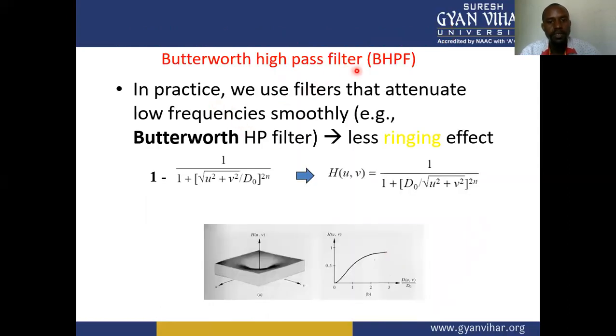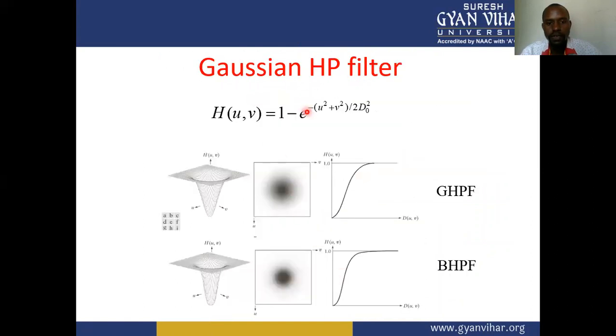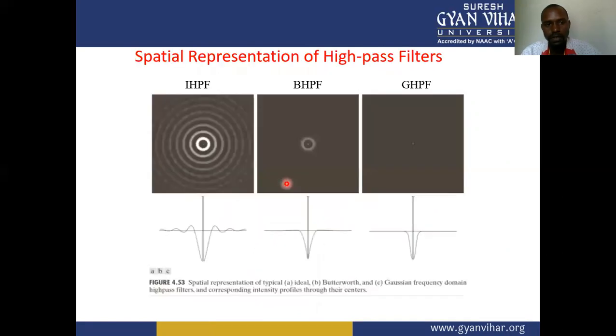With Butterworth high-pass filters, we use filters that attenuate low frequencies, and they have less ringing effect. This is the formula we apply for the Butterworth, and this is its representation. Then we have the Gaussian, and this is its graphical representation in frequency. Comparing the Butterworth and the Gaussian, you can see the Butterworth has less ringing effect, while the Gaussian has a lot of ringing effect.